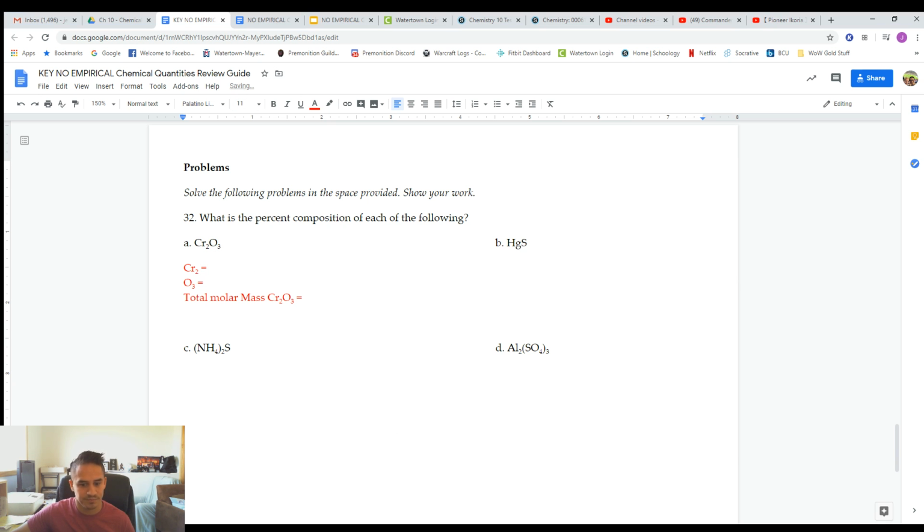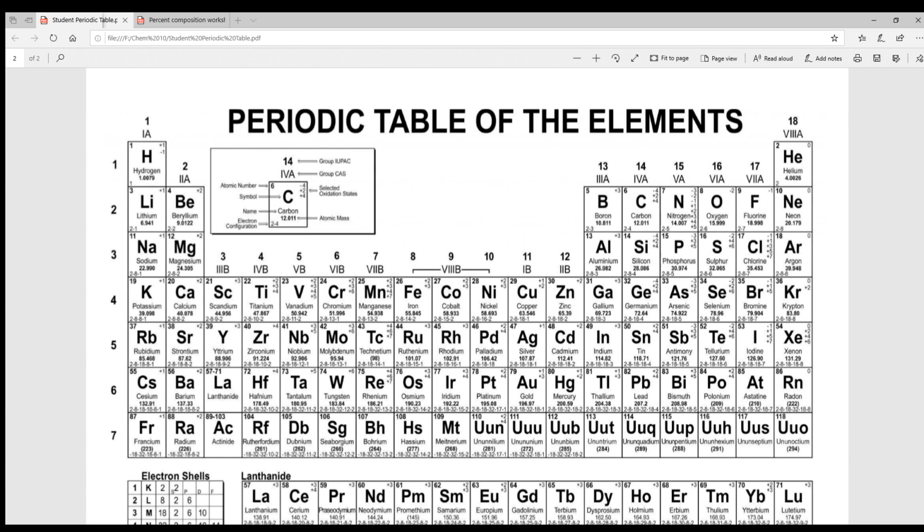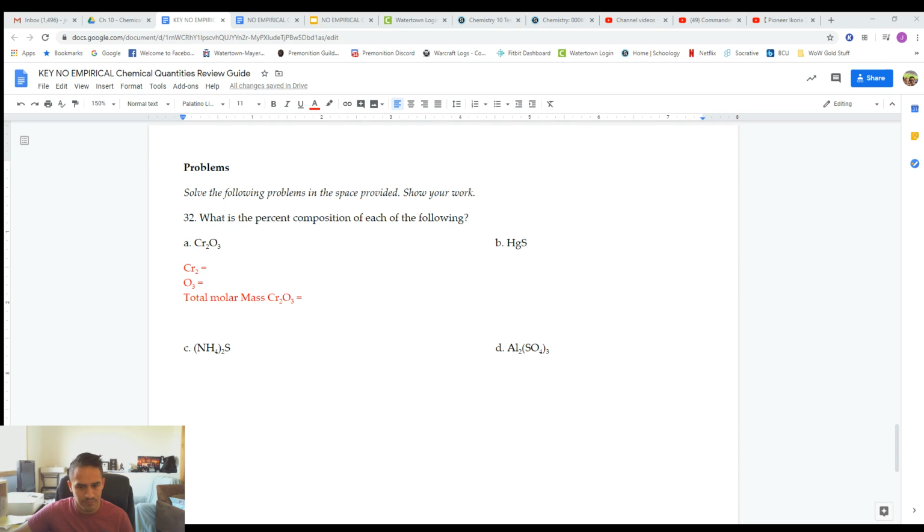I don't know these off the top of my head. So chromium has a mass of about 52, okay, 51.99. We'll just say 52 for chromium, and oxygen is about 16. So on our review guide here, chromium is 52 grams, times that by 2, because there are 2 of them. Oxygen is 16 grams, times that by 3, because there are 3.